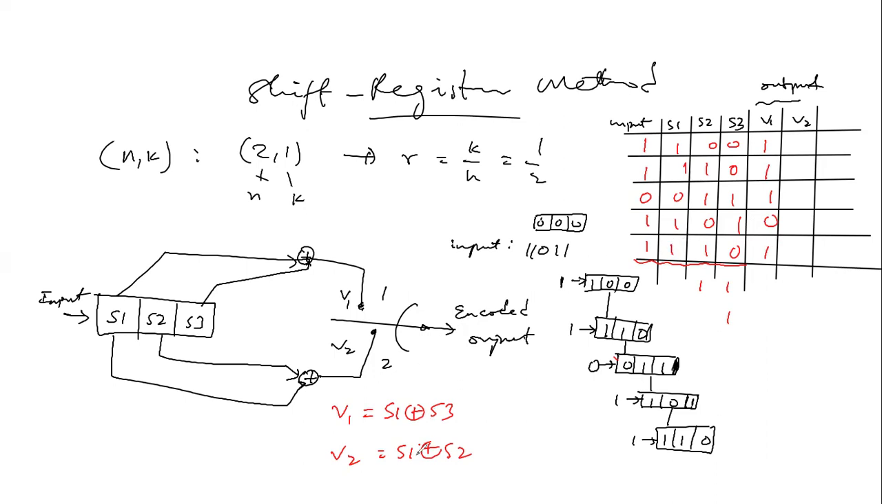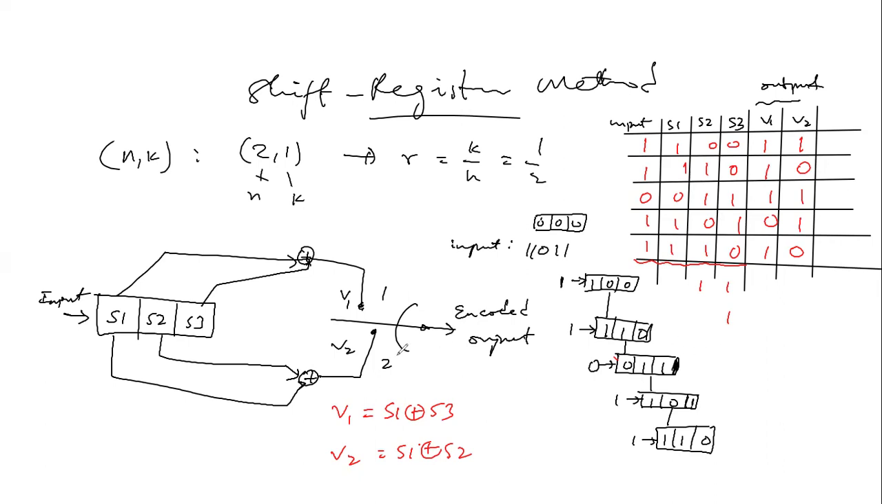Then V2 is the input plus S2. This plus this is 1. This plus this is 0. This plus this is 1. This plus this is 1. This plus this is 0. Right? Good. So going by this, it means that when 1 is transmitted, the output is 1.